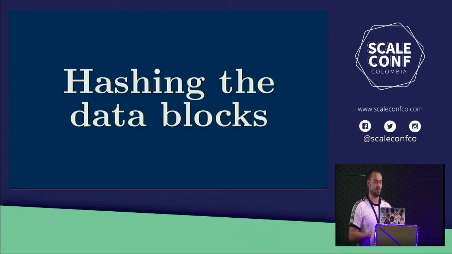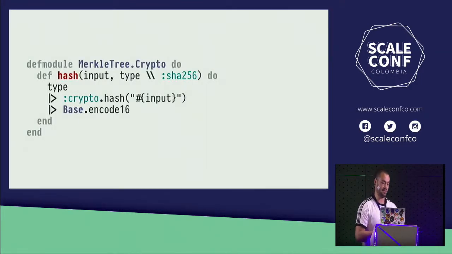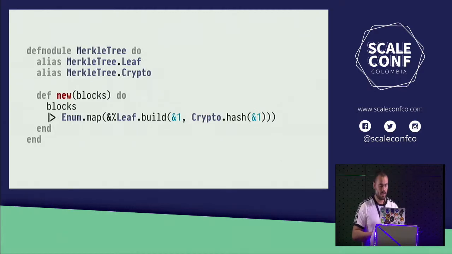So the next step is to take the data blocks and apply the one-way hash functions to them. For that, we'll need to create a cryptographic module with a hash function that is responsible for encoding our input. So you give it a data block, and it gives us the encoded data block. And by creating a new function that accepts data blocks, we should be able to hash the values and convert them into leaves. So basically, that's what we are doing here.